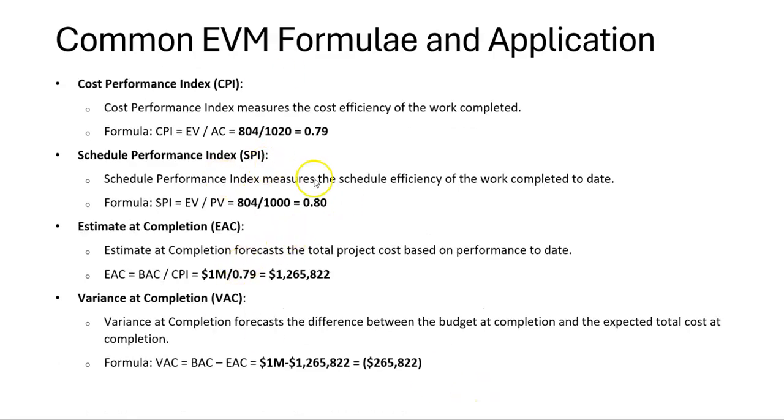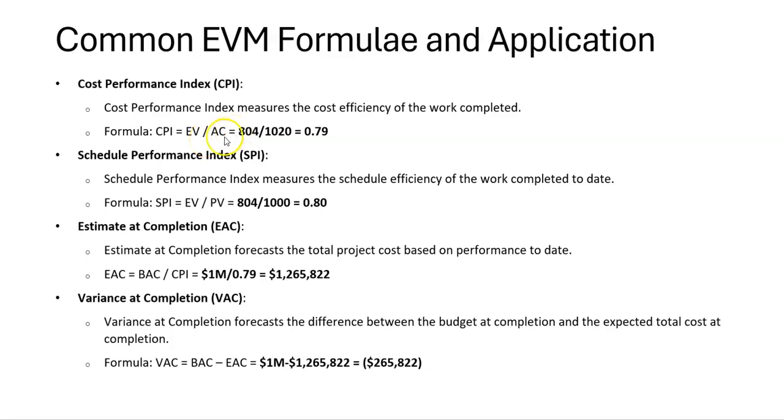Then we get into some very important forward-looking metrics that are going to help you project what's going to happen at the end of this project if we continue at the current rate and current efficiency. So we measure cost performance index, which is used to measure the cost efficiency of the work completed. In other words, it's work out over work in. So we get CPI equals earned value divided by the actuals.